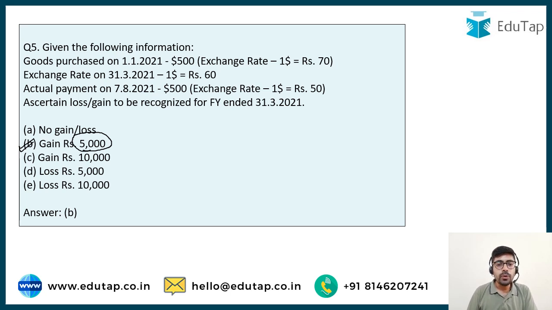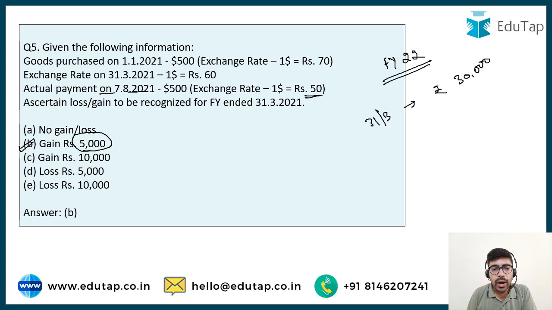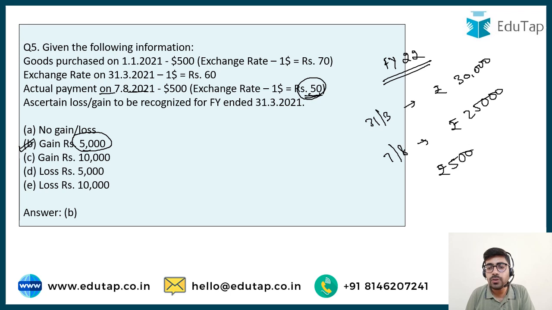Now just also think about the actual payment date. This was not relevant for answering this question, but suppose we also consider the actual payment date, and we have to answer how much gain we would be booking in the financial year ending 31st March 2022. In this case, the exchange rate has further declined to rupees 50. On 31st March, we had recorded the creditors at rupees 30,000. Now at the time of the payment, I am making payment of $500 into rupees 50, only rupees 25,000. So again, a gain of rupees 5,000 is going to be there.